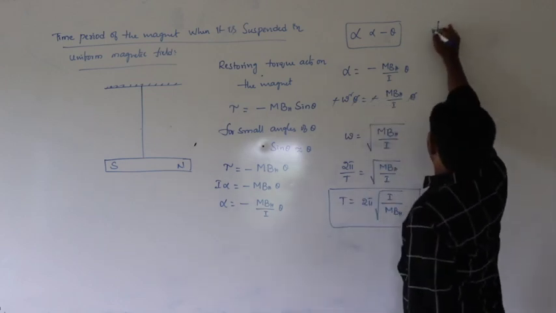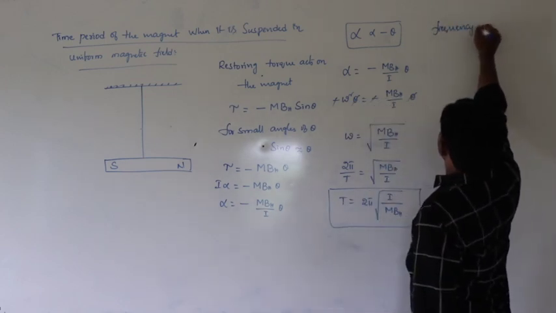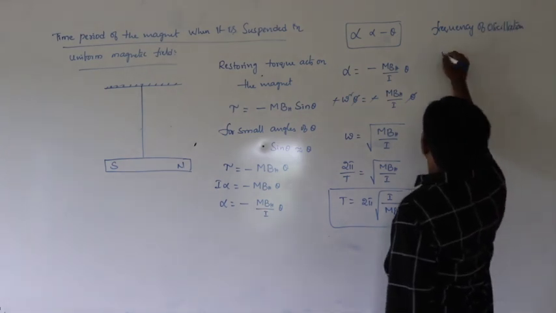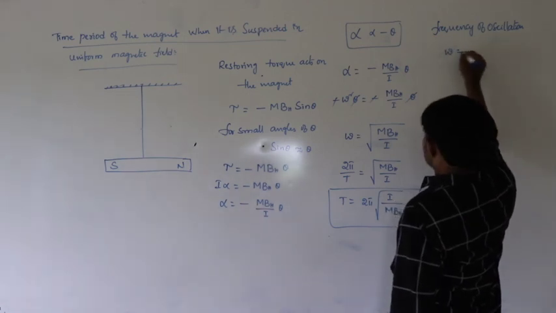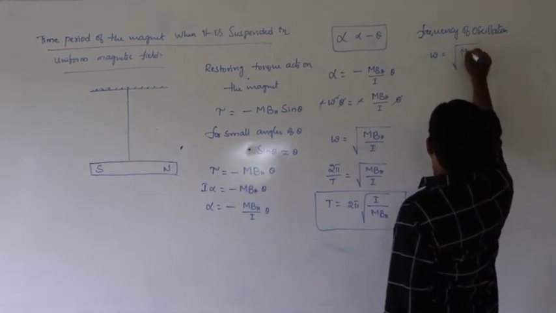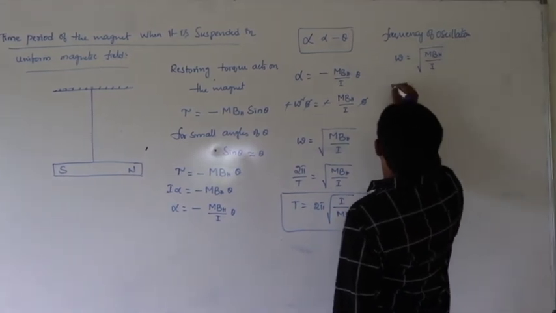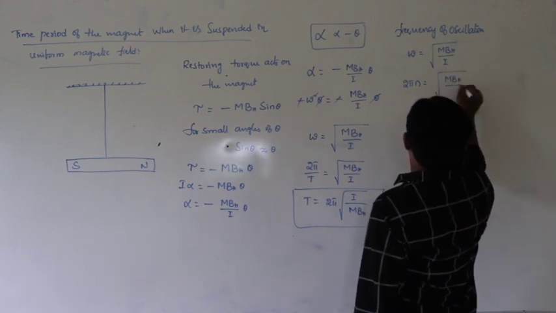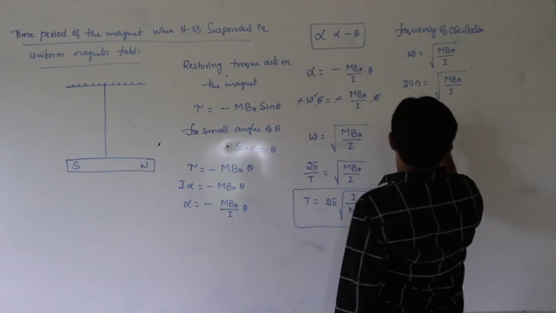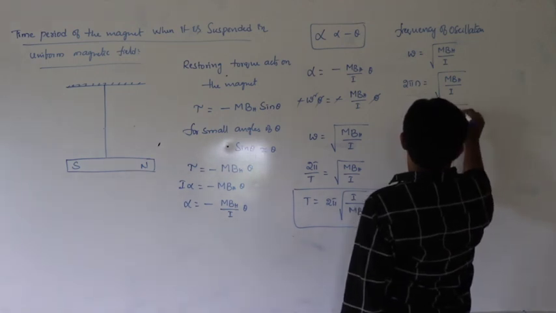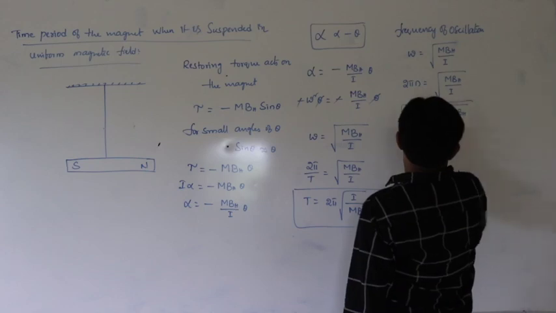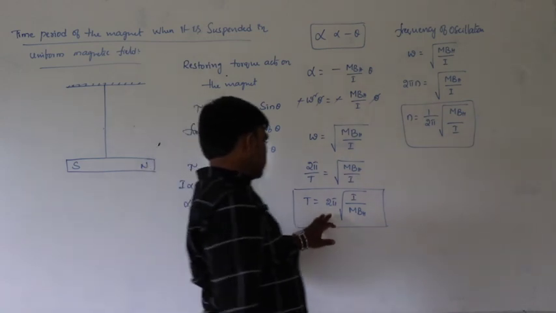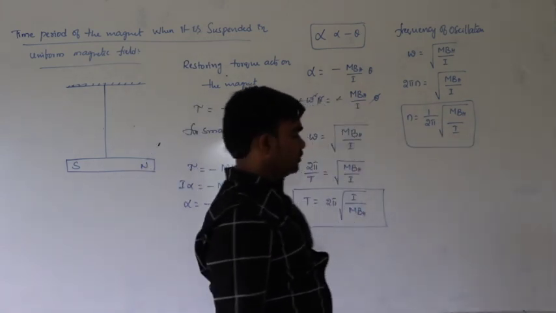In the same way, what is the frequency of oscillation? How can we calculate it? Omega can be written as 2 pi n, which equals under root mBH by I. So n is equal to 1 by 2 pi under root mBH by I. This is the frequency of oscillation. This is the time period of oscillation of the magnet, and this is the frequency of oscillation of the magnet.